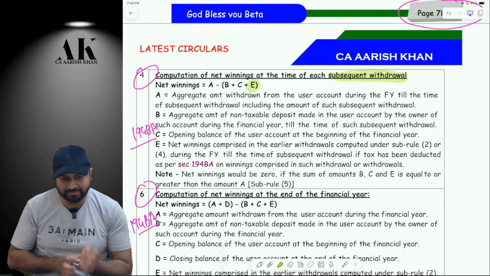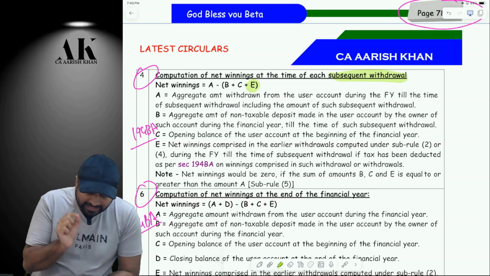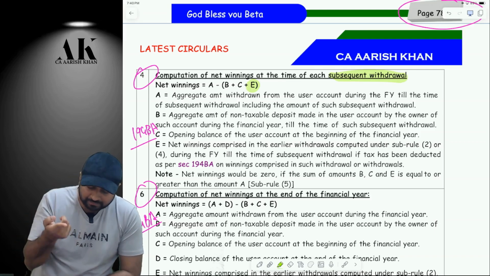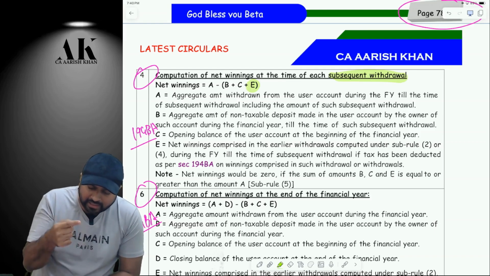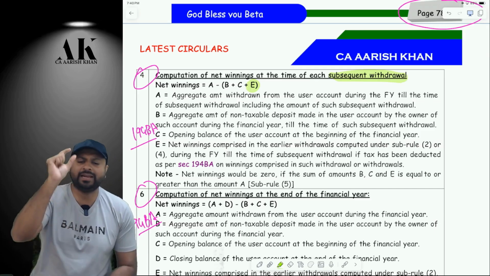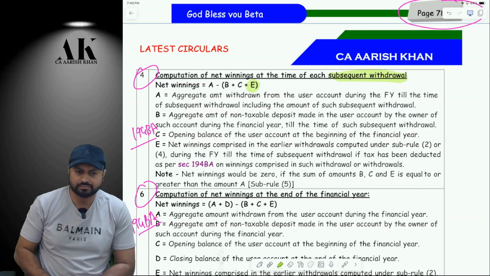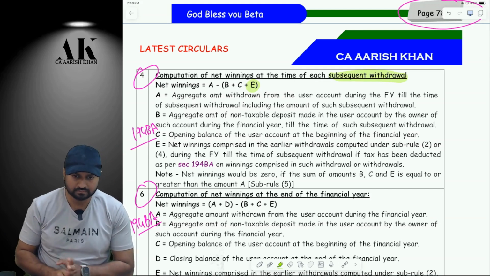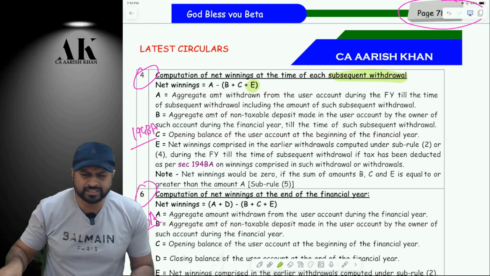Now, what is E? Let me read what E is. Net winnings comprised in the earlier withdrawal, computed under sub-rule 2 or sub-rule 4 during the financial year till the time of subsequent withdrawal, if the tax has been deducted as per 194BA on winnings comprised in such withdrawal or withdrawals. Now, what do I mean by E in simple words? If you want to read it once at your end, then I'll explain. It's very easy, don't worry.